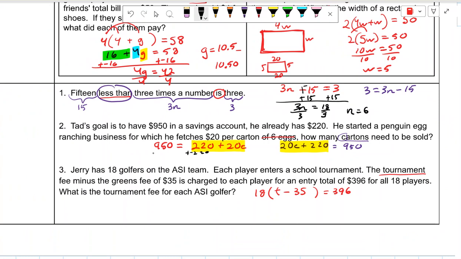The second one, we're looking for how many cartons, and we are simply going to add the negative 220 to both sides. There really is not enough room here to do this. So we have 730 left is equal to 20c. Then we'll divide by 20 on both sides, and then I'll use that calculator again, and I'll just type in 730 divided by 20 is c is equal to 36.5. Well, you can't sell a half of a carton, so Tad's going to have to sell 37 cartons.